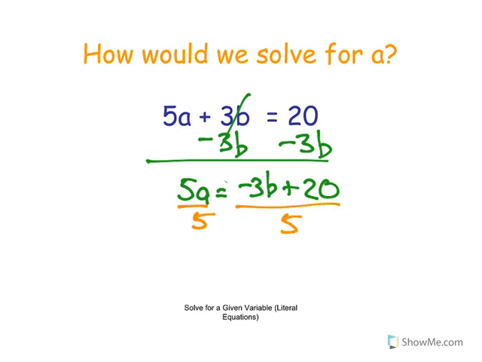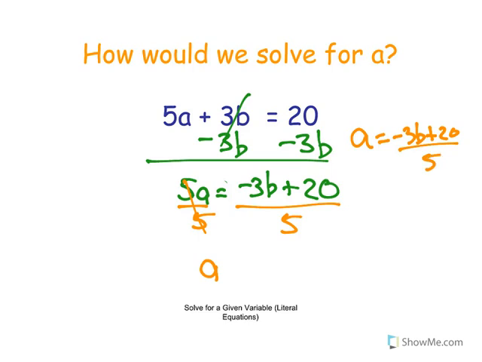Now, what am I going to notice here? Well, 20 is divisible by 5. So one thing I can do is, I could do nothing. I can leave it. I can say a is equal to negative 3b plus 20 divided by 5, and that would be perfectly fine. But I think we can do better.